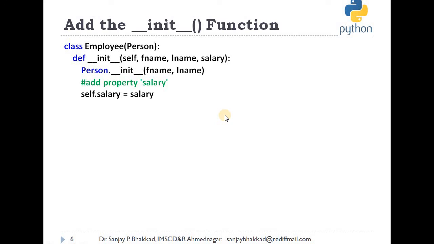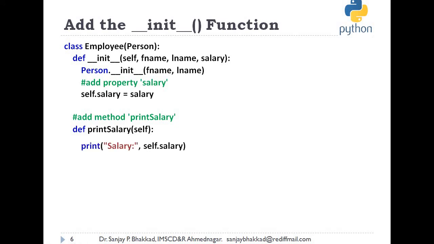Now let us see how to add methods in our child class. Here I am going to add the method print salary to my child class employee. That can be done easily like this: define print salary, and this method is going to print the salary of the employee. So print self dot salary. Thus our child class employee is now ready to use.